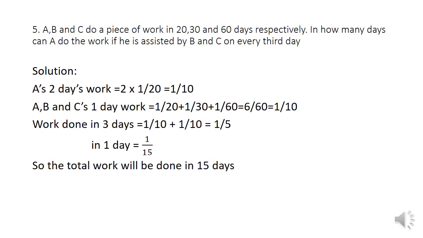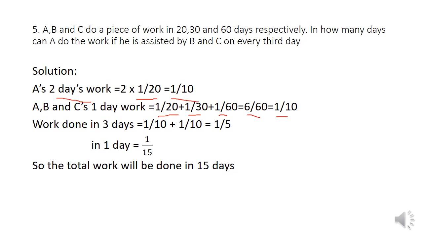Here this is an interesting question. A, B and C do a piece of work in 20, 30 and 60 days respectively. In how many days can A do the work if he is assisted by B and C on every third day? So let's start the solution. A's 2 days work will be 2 into 1 by 20, that is equals to 1 by 10. And A, B and C's 1 day work will be 1 by 20 plus 1 by 30 plus 1 by 60, that is equals to 1 by 10.